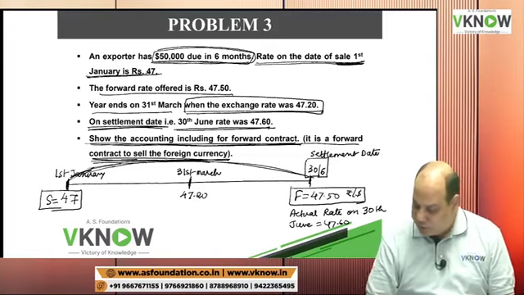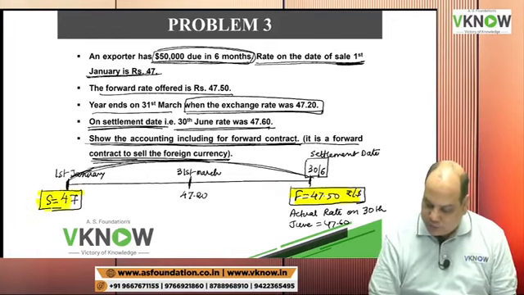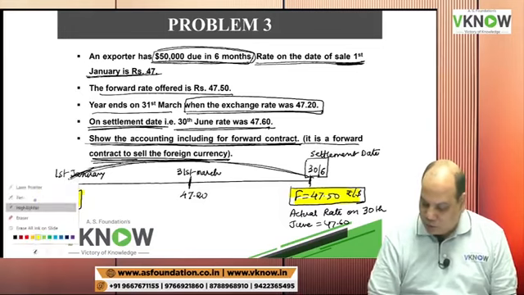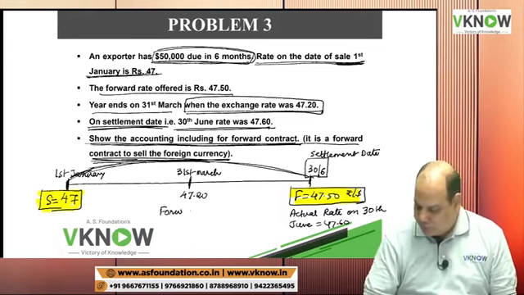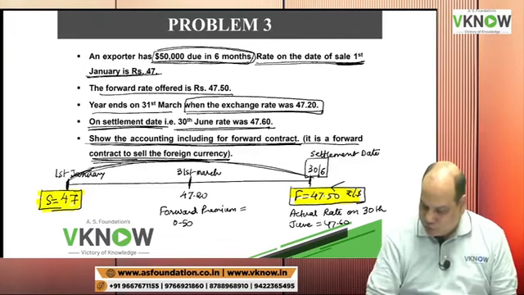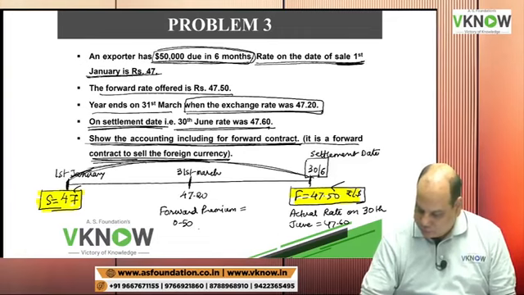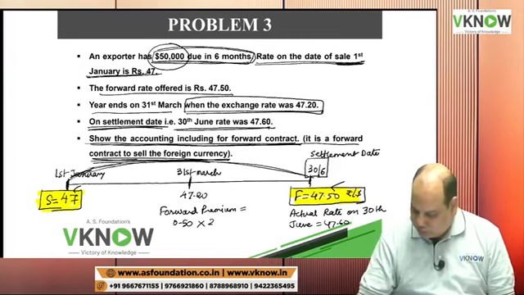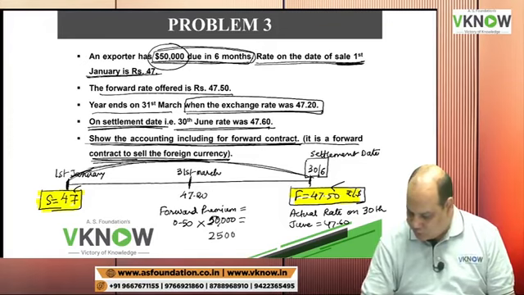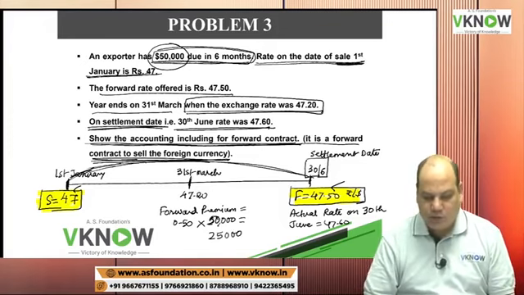So therefore, if you compare this 47.50 with 47, there is a premium of 5 rupees. So the forward premium is 50 paise, 0.50. Difference between these two multiplied by number of dollars, 50,000. So total is, I think, 25,000. Total is 25,000. Do you agree?